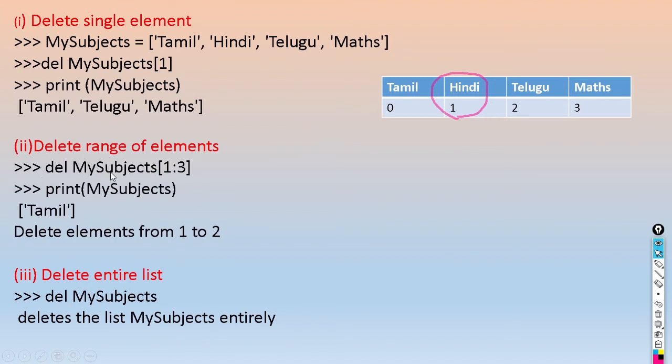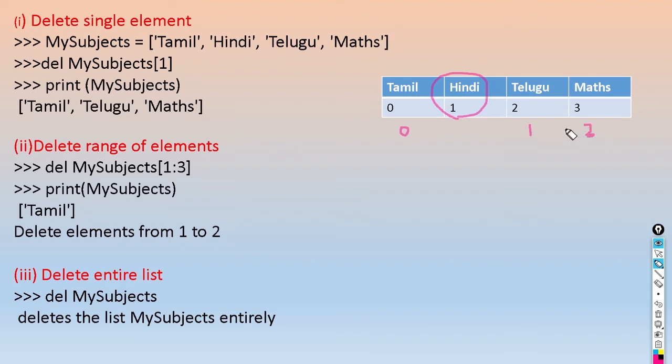del my_subjects[1:3]. The starting index is 1, the ending index is 3. Ending index 3 means we should consider this as 2, because we have to minus 1. So 1 to 2. We have to delete the elements from 1 to 2. After deleting Hindi, Tamil takes the index value 0, and Telugu is 1. This is the new list after deleting a single element.